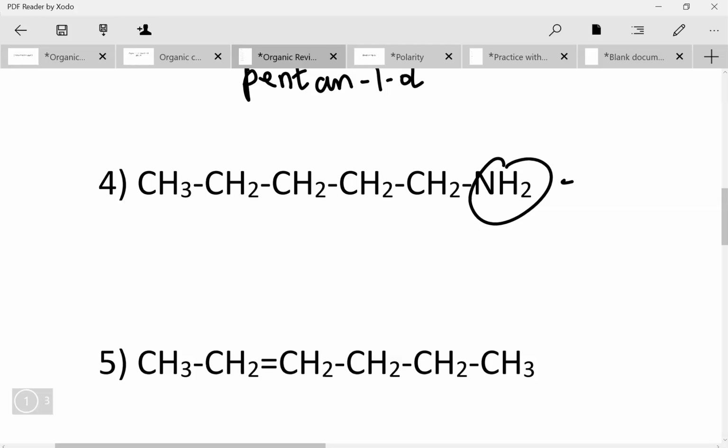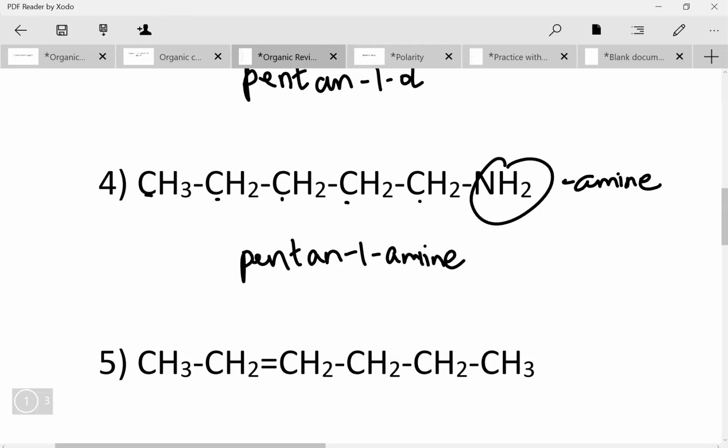Again, NH2 is the amine, so the amine ending, 1, 2, 3, 4, 5 carbons with all single bonds, so that's pentan-1-amine. If you do not put the 1, that is acceptable for the purposes of this course, I will still give you the mark.